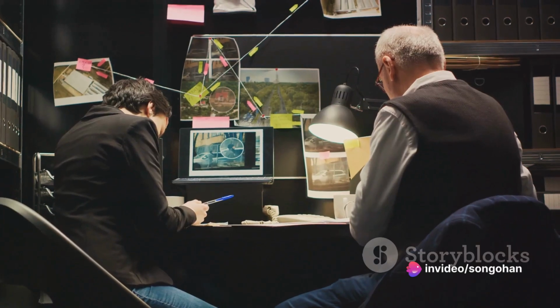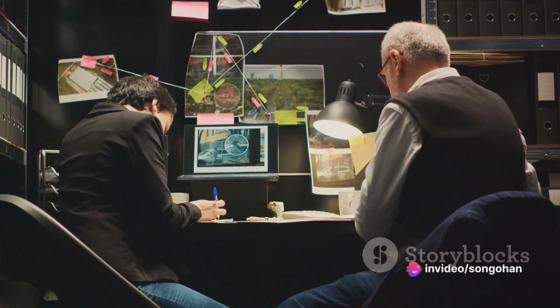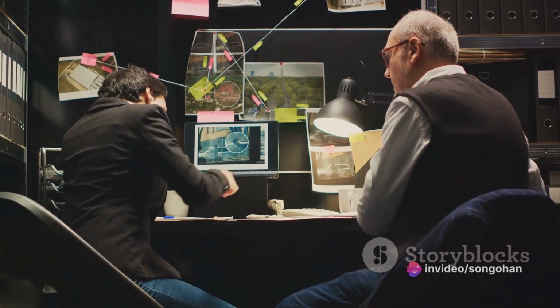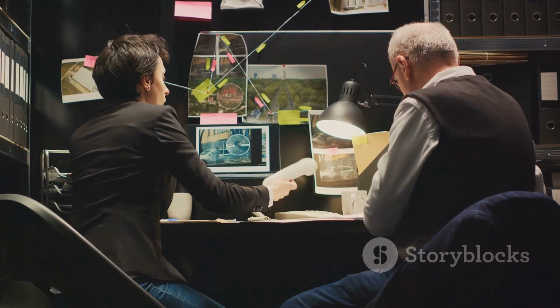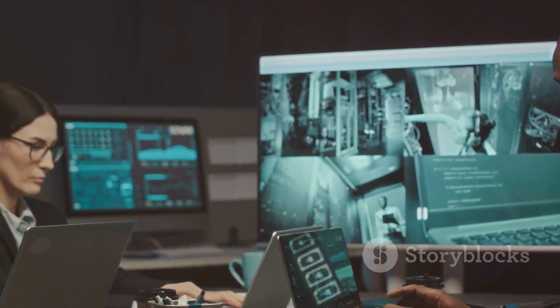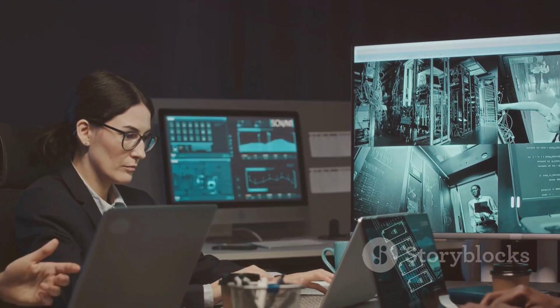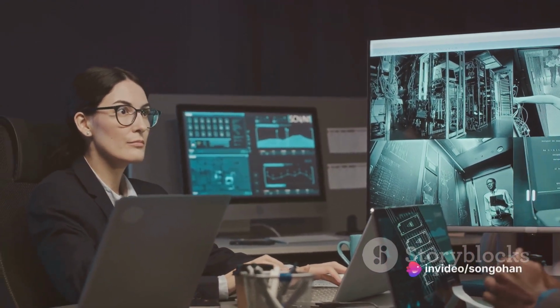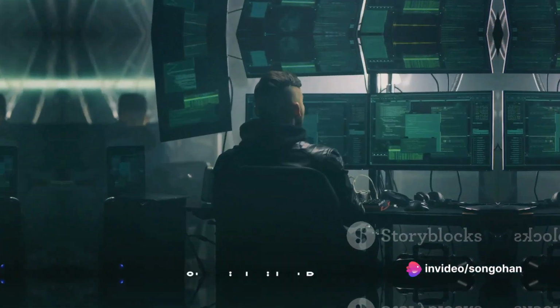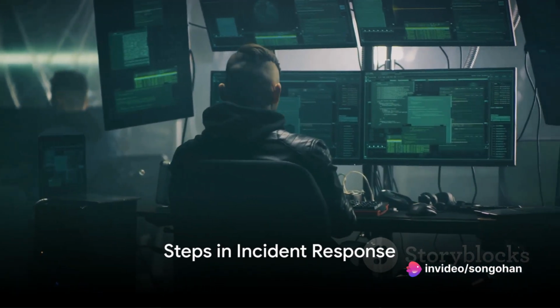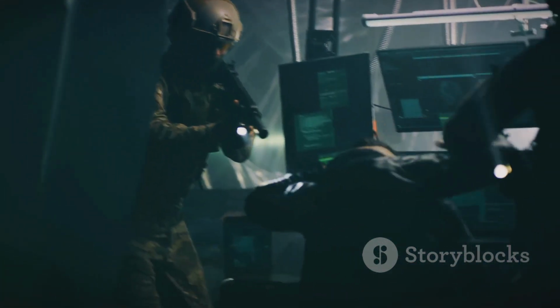Together, incident response and forensic analysis form a dynamic duo, helping organizations to identify, mitigate, and prevent cybersecurity threats. The key to managing these incidents lies in a well-defined incident response plan and thorough forensic analysis. When a cyber threat is detected, the incident response process kicks into gear. But what exactly does this process entail? Let's break it down into 5 main steps.